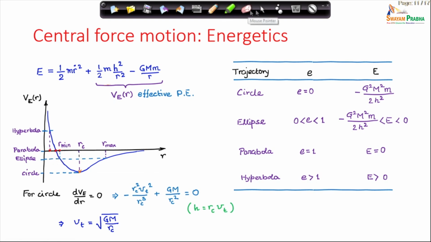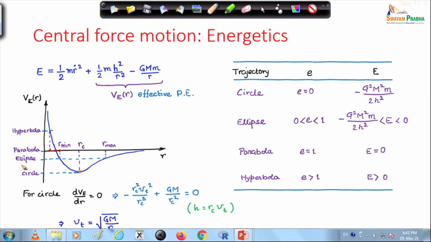Then, if it is an elliptic path, which is marked here, the r min and r max are shown here. At this level of energy, for the ellipse, wherever it cuts the effective potential energy curve, those 2 points on the x axis will give you r min and r max. Therefore, for that level of energy in this potential well, the particle will move between these 2 radii, r min and r max, and this is effectively the elliptic motion. So, the perigee and the apogee.